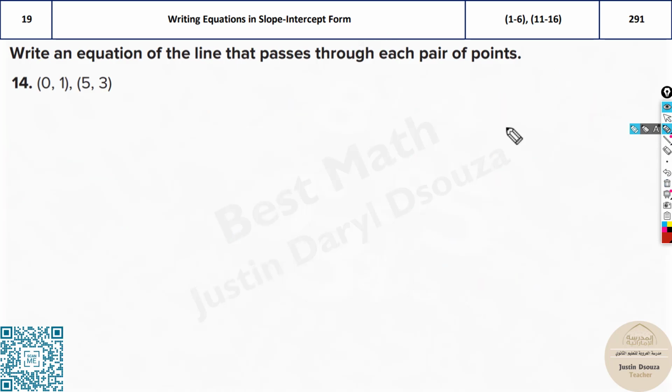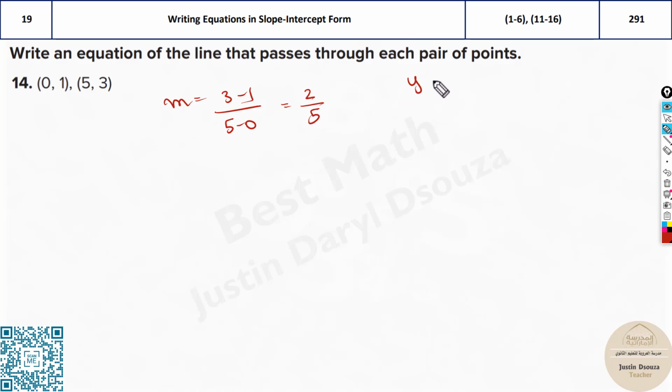There are 2 more problems after this. M will be equal to 3 minus 1. By the way, if you have understood it thoroughly, just move ahead to the next question. But I'm going to do all the problems, so that's why I'm taking my time over here. 3 minus 1 and 5 minus 0. The answer would be 2 by 5. Let's leave it like that in the fraction itself. 3 minus 1 is 2 and 5 minus 0 is 5.